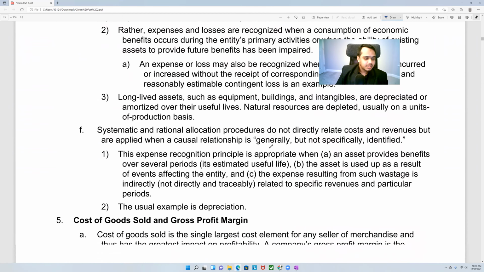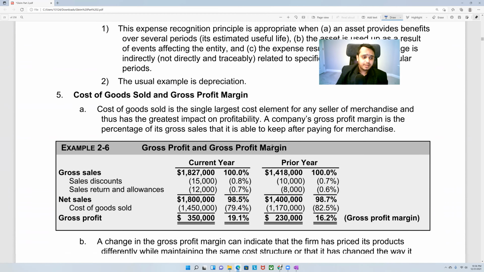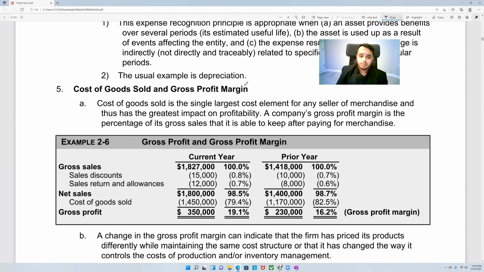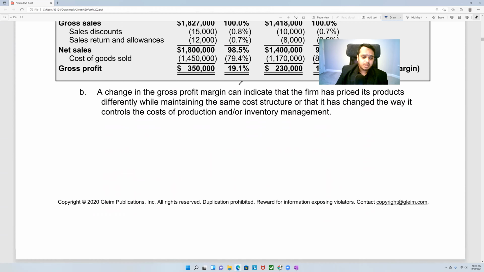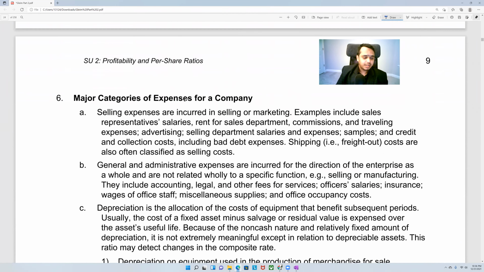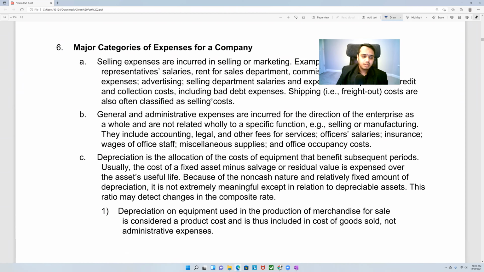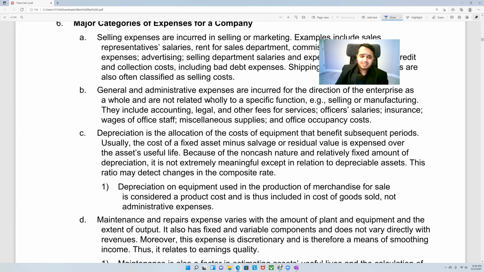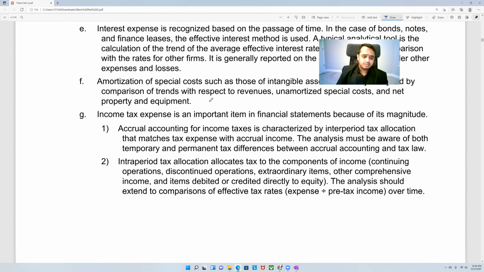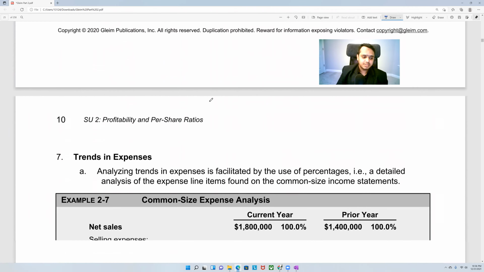Next, I guess these are the things which you can go ahead and read. Cost of goods sold divided by gross profit margin. Okay, moving forward, major categories of expenses for a company. This is something which you can read. These are selling, general, administrative expenses, and income tax expenses of the organizations.